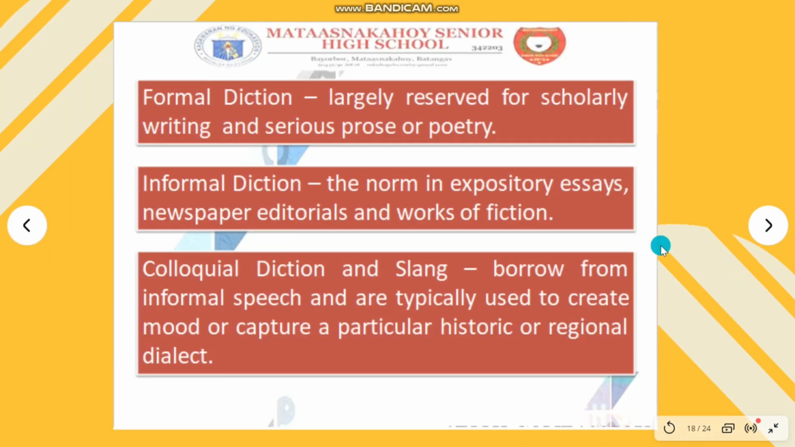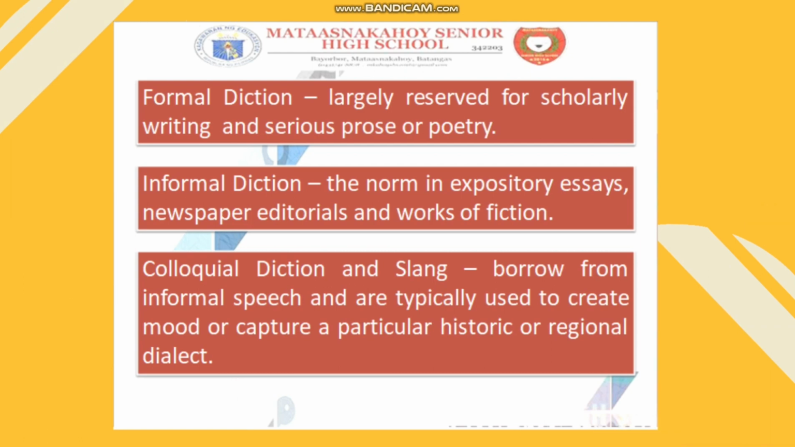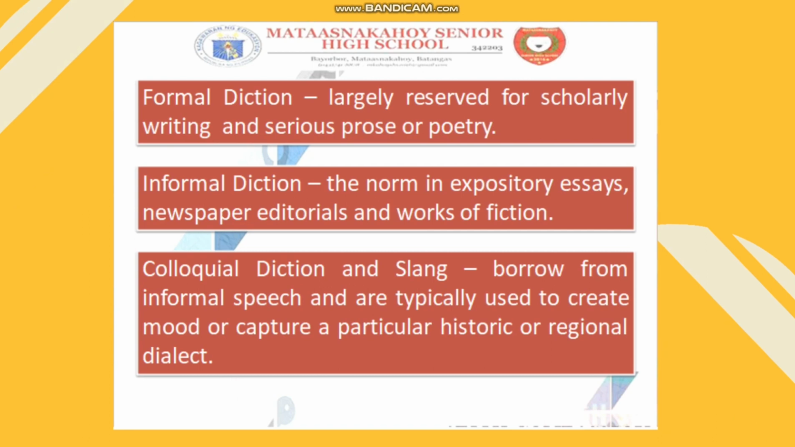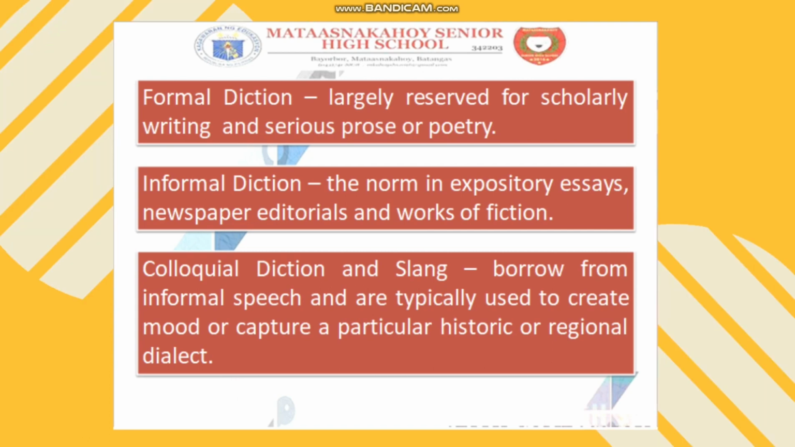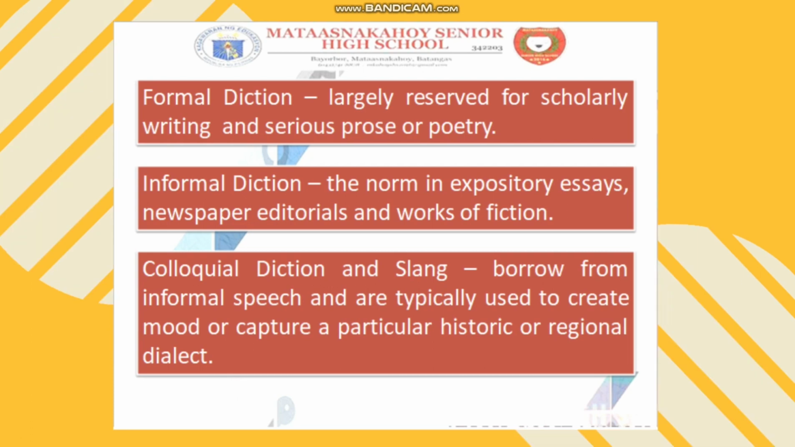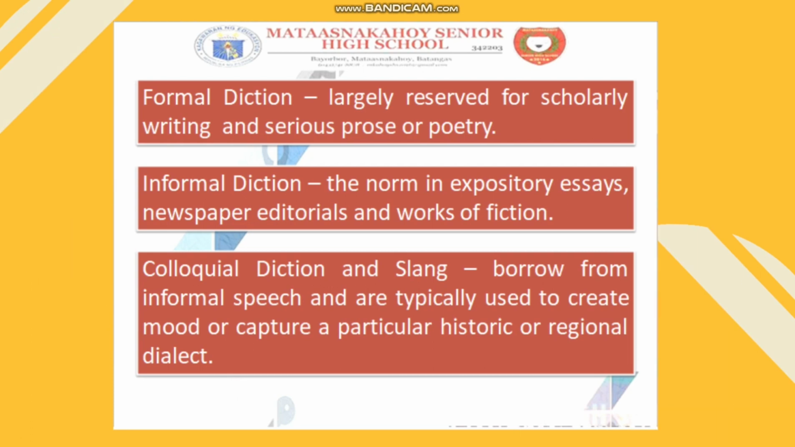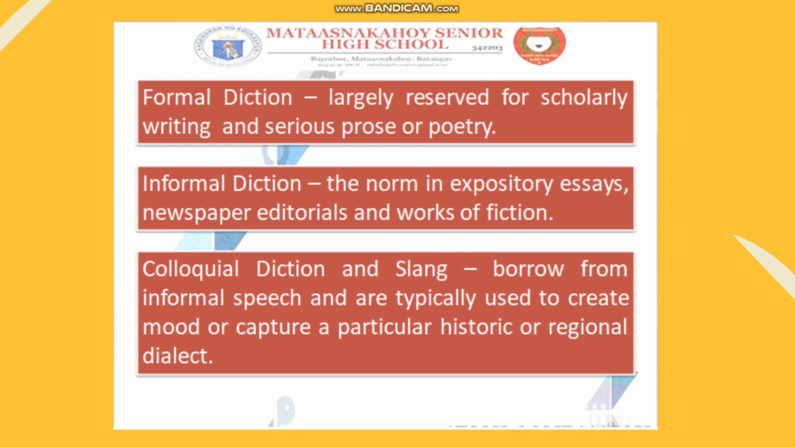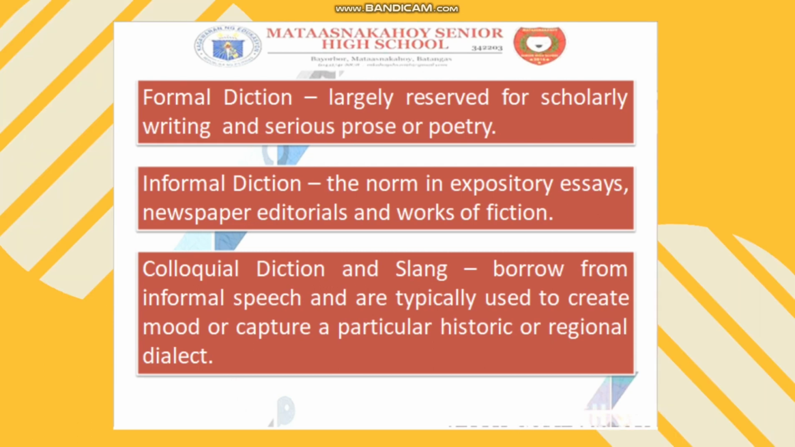Now, there are 5 types of diction found in your module, and I will be discussing 4 only. I will not be talking about poetic diction. So let's have formal diction. Formal diction is largely reserved for scholarly writing and serious prose or poetry. Informal diction is the norm in expository essays, newspapers, editorials, and works of fiction.